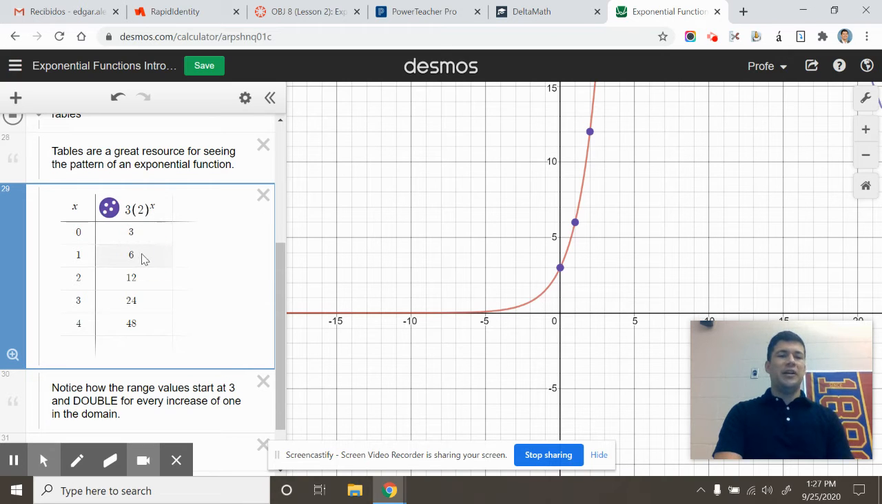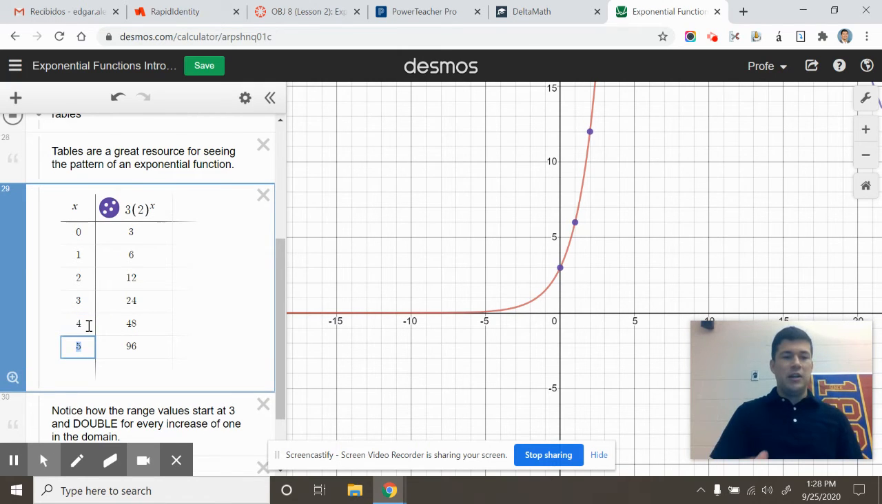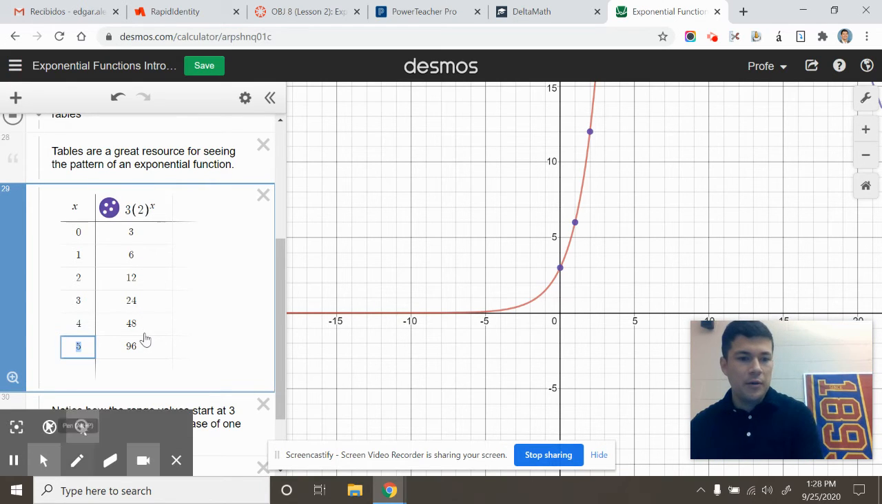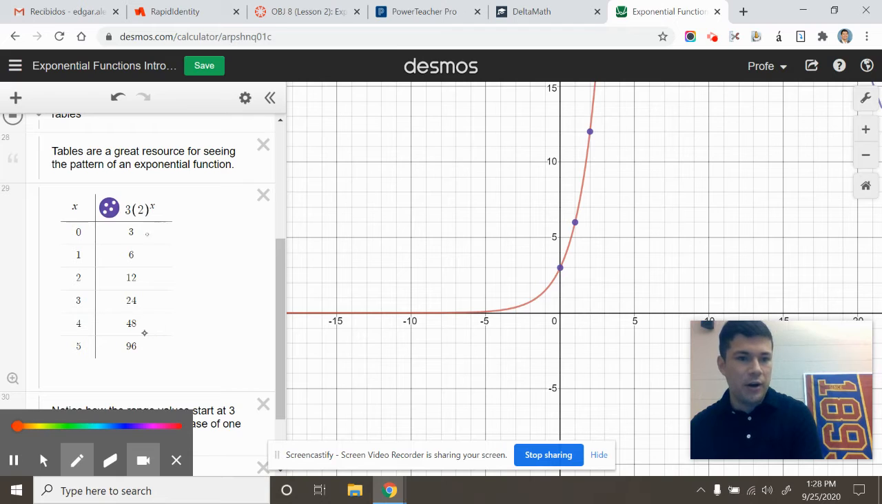You go from 3 to 6, and then from 6 to 12, then from 12 to 24, and from 24 to 48. So basically what's happening with your values is that you're doubling. So you could expect, for example, 5 to be 96, and it is. So you are basically doubling those values. That's what that b value determines, that you multiply by b amount. That is exactly what is happening right there.